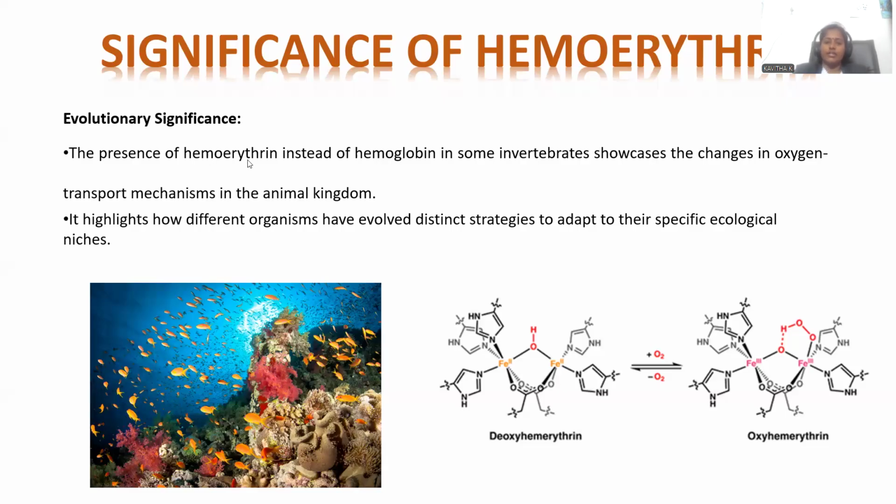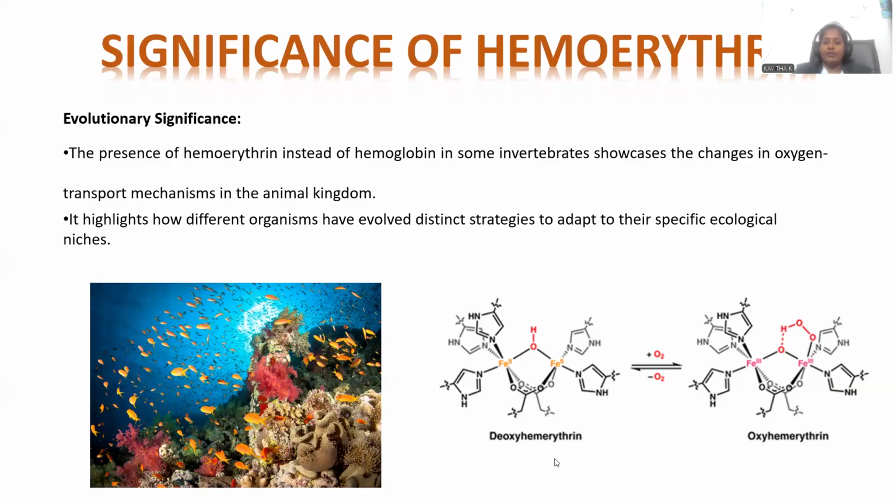Hemerythrin is a potential pigment which is able to manage the environment present around these invertebrate species in this aquatic system. That's the reason why this is very evolutionary in nature for their oxygen transporting devices.